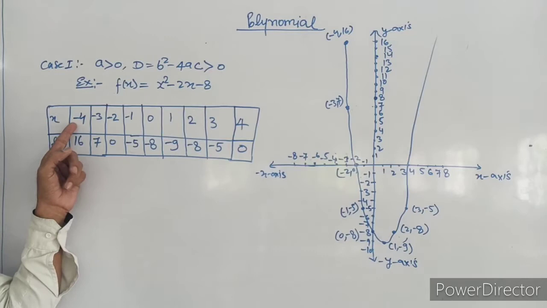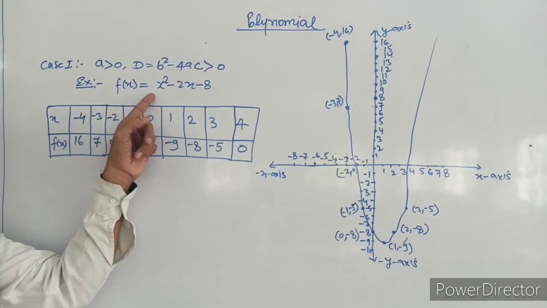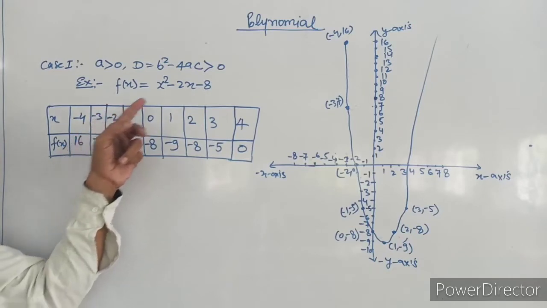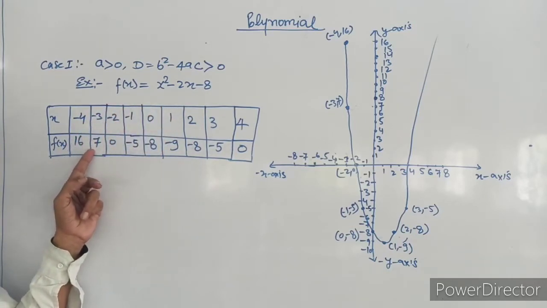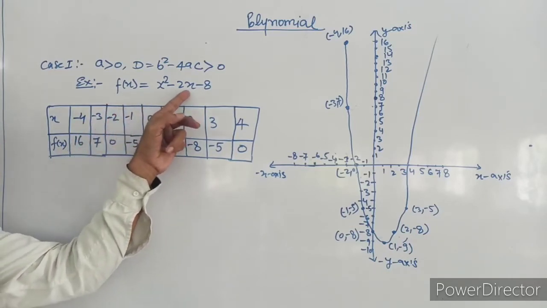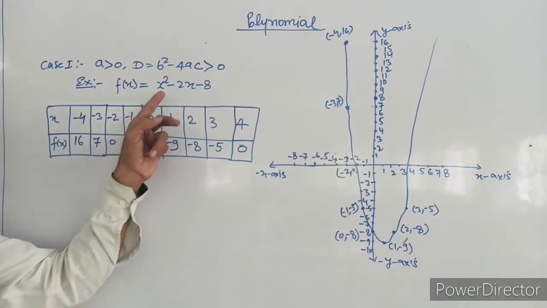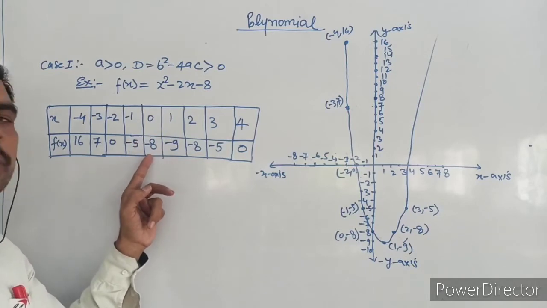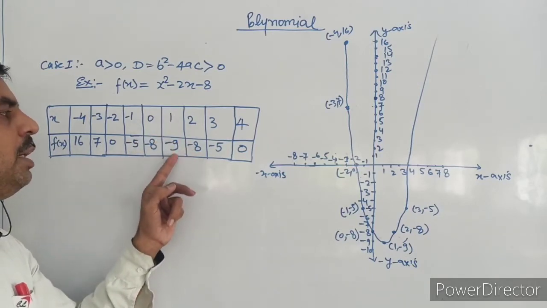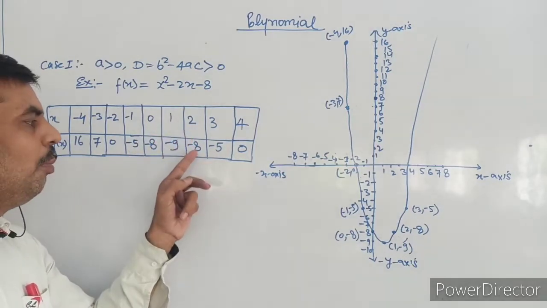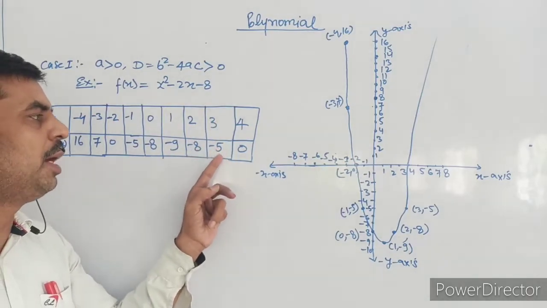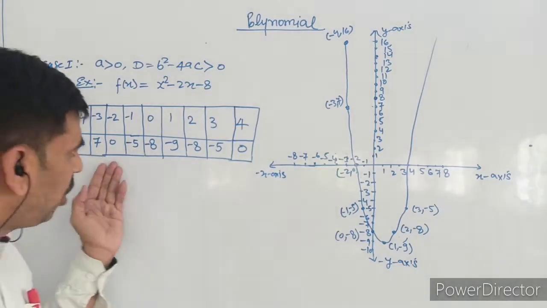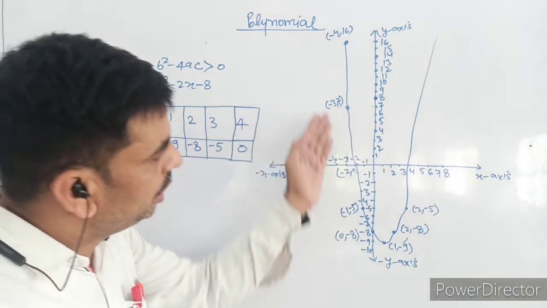When we put minus 4, we find 16. If we put minus 3, we find 7. If we put minus 2, we find 0. Minus 1, we find minus 5. 0, then minus 8. 1, then minus 9. 2, minus 8. Then 3, minus 5. And 4, here 0. We plot these points on the given graph.